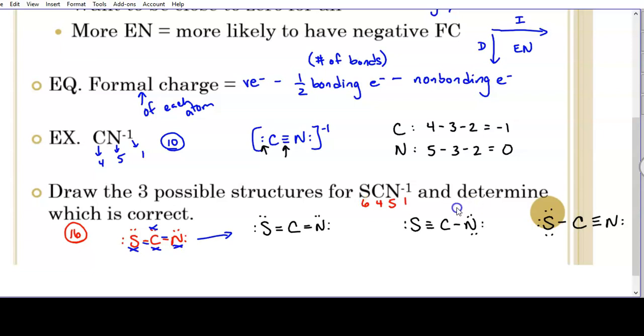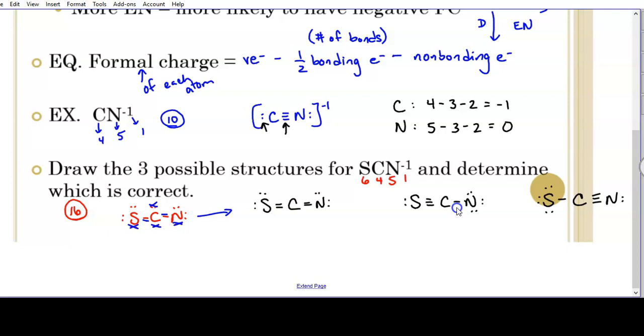So now what we're going to do is find the formal charge of each element in each structure. And then we're going to determine which one is most likely correct. We want a small range of numbers. And if we have to, we also look at electronegativity values. The more electronegative element is the one that will get the negative charge. What I would like you to do is pause the video and find the formal charges for all 3 structures and try to figure out which one is correct.